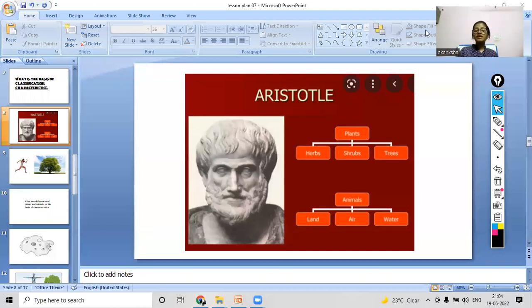So let's see, there was a scientist named Aristotle. What he did is he classified plants and animals in different categories. And let's see those categories, right? So what are the characteristics he classified? So plants were classified into herbs, shrubs, and trees. So these three were the classification by Aristotle of plants. And how did he classify animals? On which basis? Like where they live: land, air, and water. So this was the classification done by Aristotle. Now we will move on to our next slide.